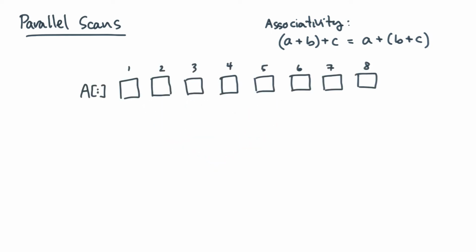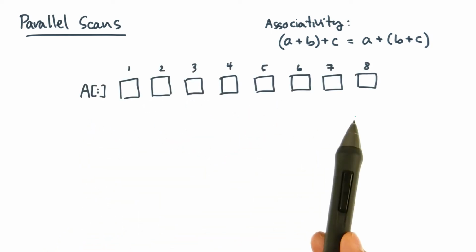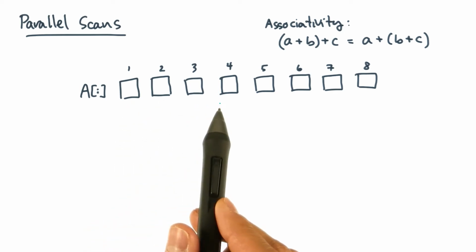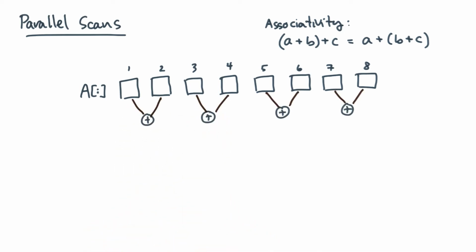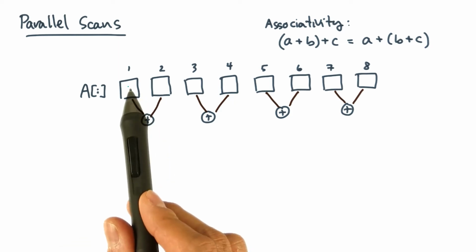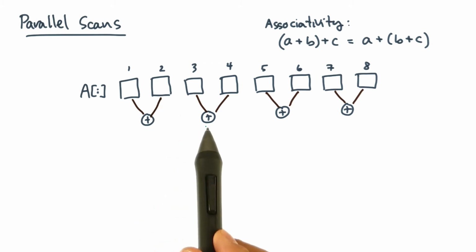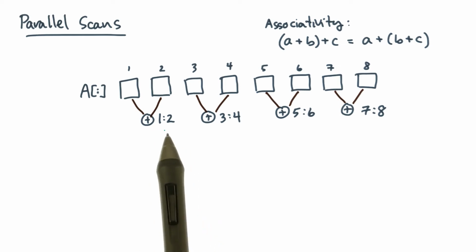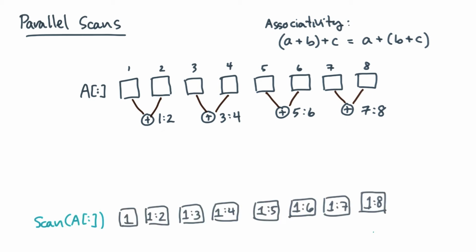So assume associativity and consider a scan of this input array. You could try doing the same thing you did in a reduction. For example, let's take every pair of elements and combine them. The result will be a new set of partial consecutive sums. For example, this node is the sum from 1 to 2, and this node is the sum from 3 to 4. In fact, let me label each intermediate sum with a notation, A colon B. The important point is that these are consecutive partial sums. So with this notation, this is what the final output should look like.